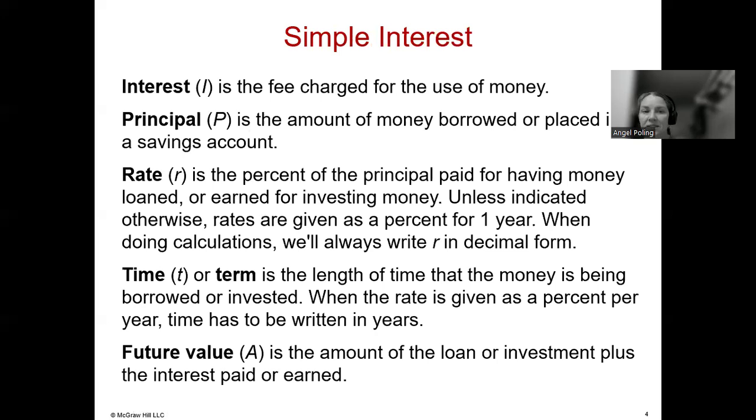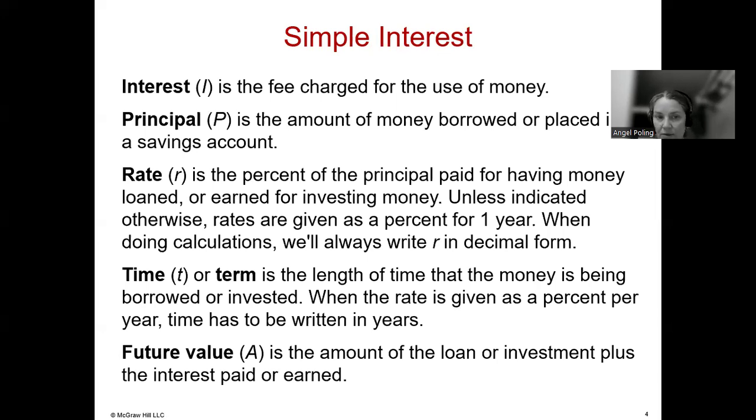Interest, denoted with I, is the fee charged for the use of money. Principal P is the amount of money borrowed or placed in a savings account. The rate, R, is the percent of the principal paid for having money loaned or earned for investing money. Unless indicated otherwise, rates are given as a percent for 1 year. When doing calculations, we'll always write R in decimal form.